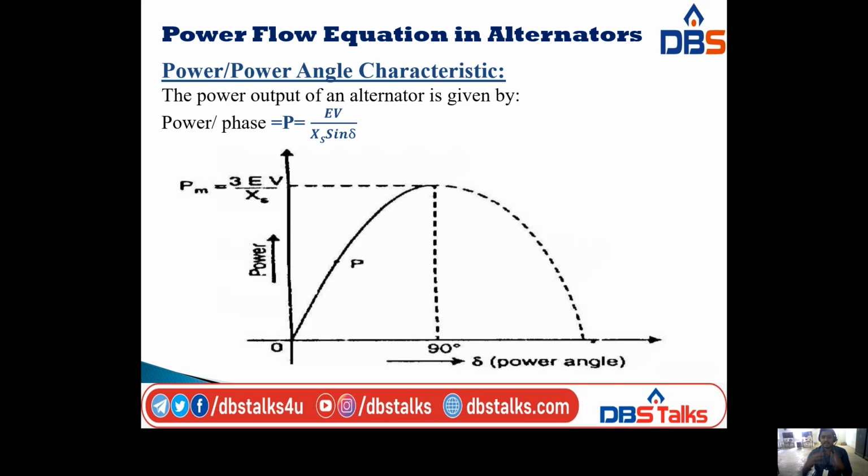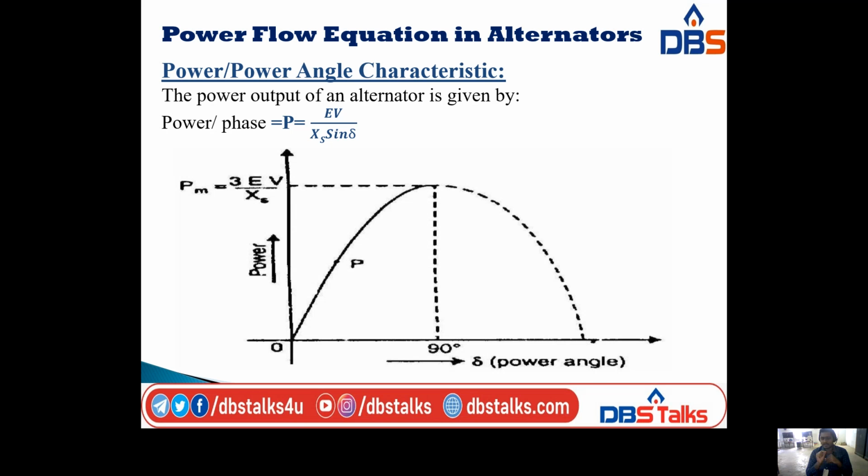Coming to the power angle characteristics for the power flow equation of a cylindrical rotor type alternator. The power output of an alternator is given by power per phase P is equal to EV by Xs into sine delta. From this I am drawing a power angle curve, or power angle characteristics. The characteristic diagram is drawn between power angle versus power, that is delta versus P.